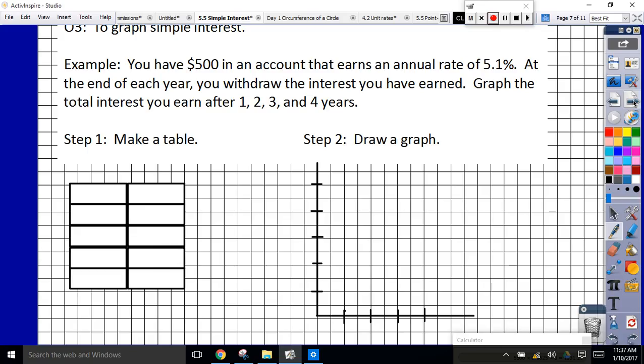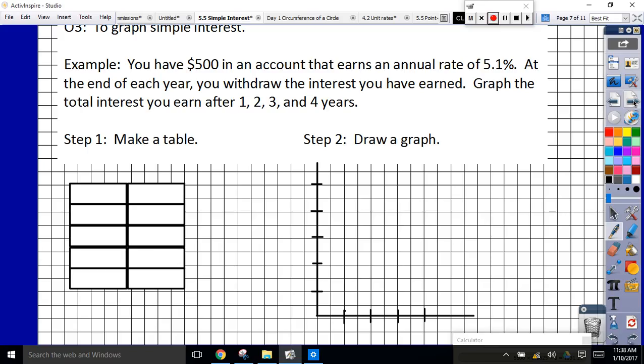But that's beyond the scope of what we do in 7th grade. We just do simple interest, so we have to say that we take out the interest earned. Graph the total interest you earn after 1, 2, 3, and 4 years. So the first thing we're going to do is just make a table.